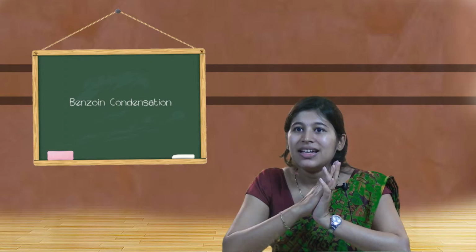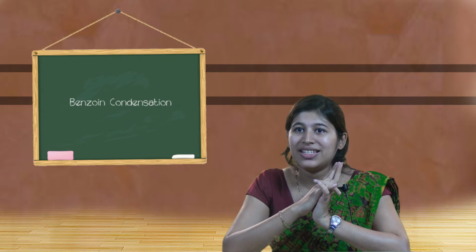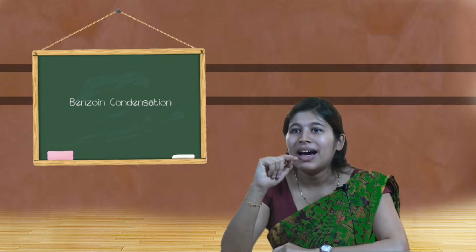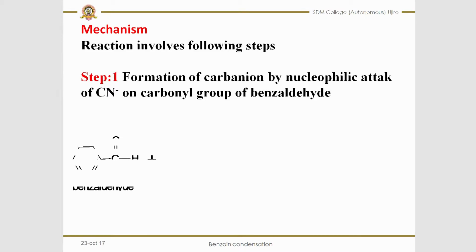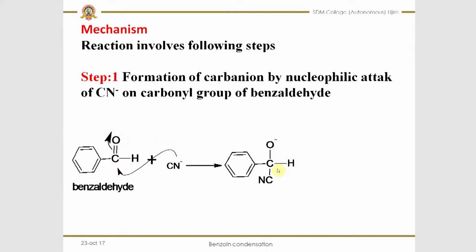This reaction takes place in the presence of potassium cyanide, where the cyano group attacks the carbonyl carbon of one of the benzaldehydes. You can see this is the benzaldehyde. The cyano group attacks the carbonyl carbon because it is electron deficient. This nucleophile attacks the carbonyl carbon. As a result, the pi bond shifts and we get a negative charge on the oxygen.